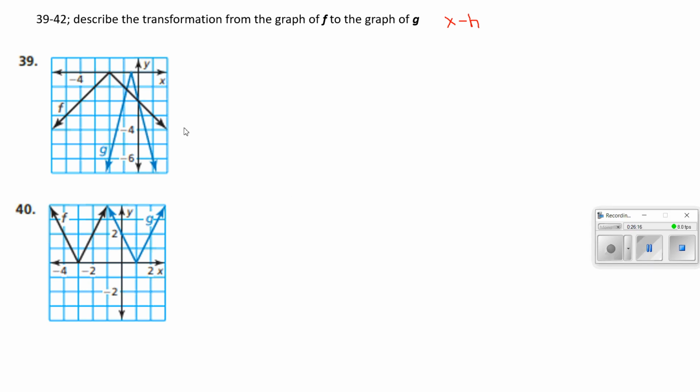But if it would have stayed like this, you could have went with that. But here's the problem with that. If I was just to look at this as a translation, then I'd have to say, what happened over here? Why did the slope become more steep? So I can't really go with a translation here.